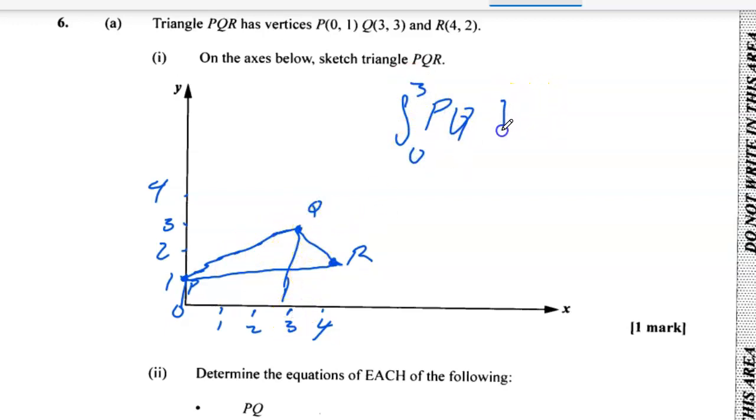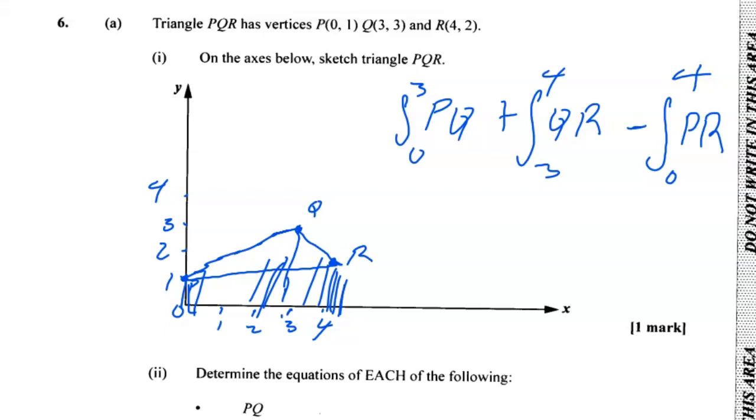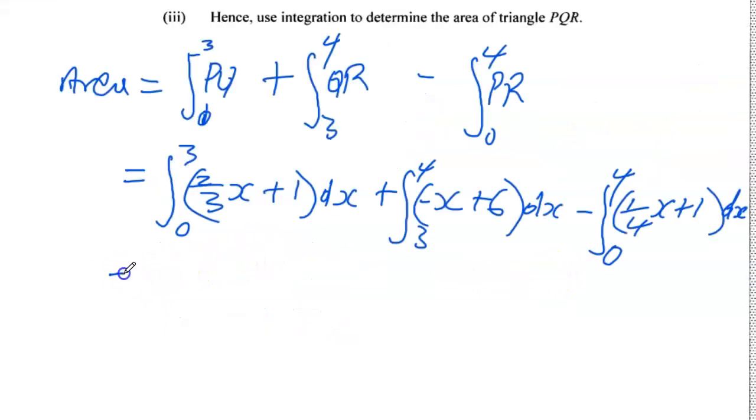If you integrate QR between, what are the x values, 3 and 4, you end up with all of this area. So PQ, all of this area, QR, all of this area. And of course, to get the area of the triangle, we can subtract the area under PR. The area under PR will be everything under the triangle here, so we can minus the integral of PR. And what were the x values? The x values would have been 0 and 4. So let's set it up down below. So equation of PQ, equation of QR, equation of PR.